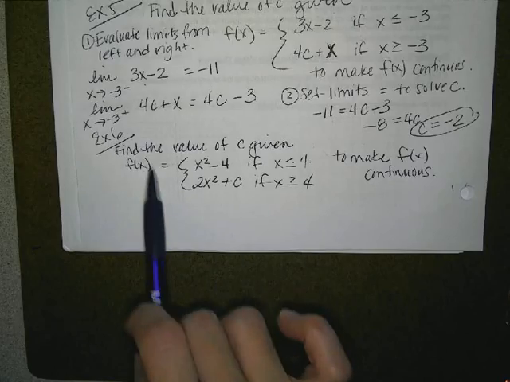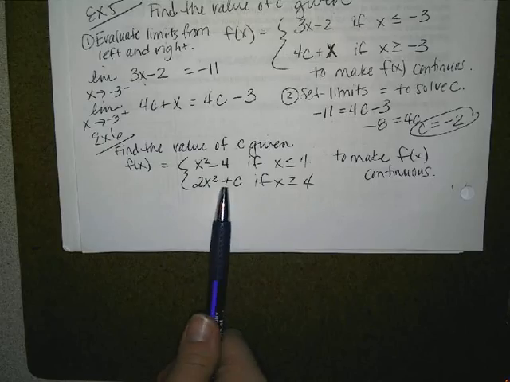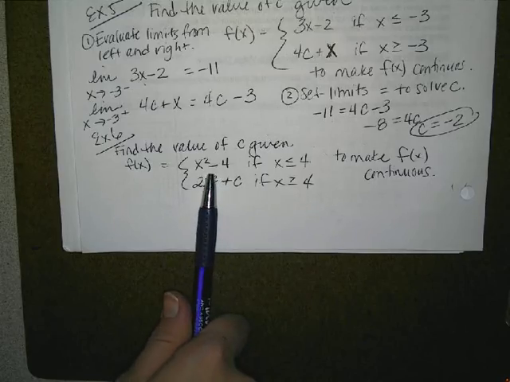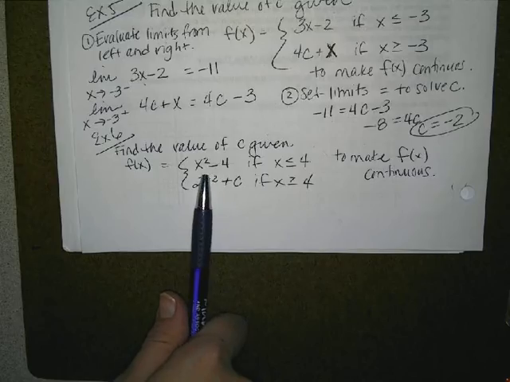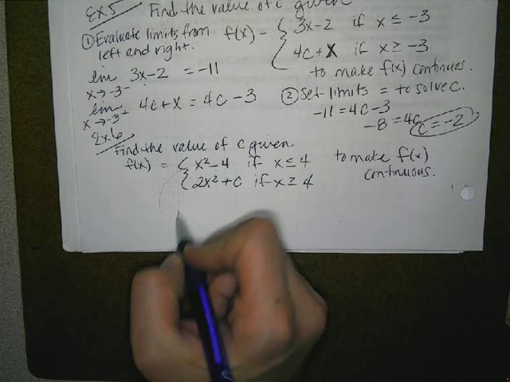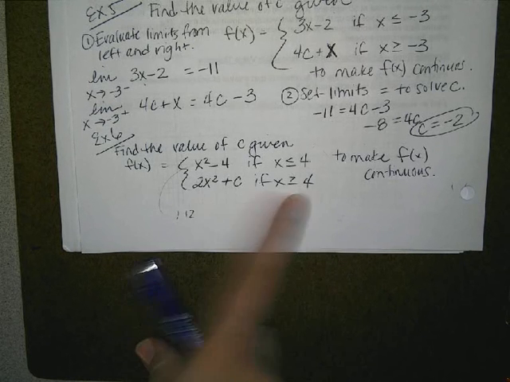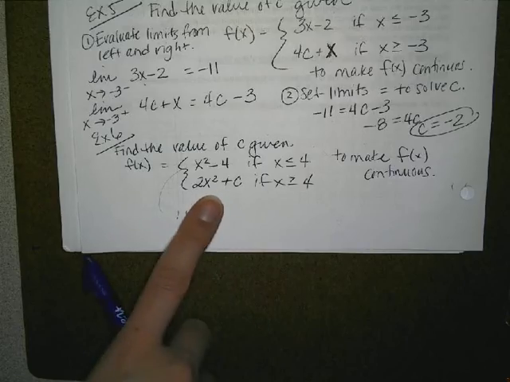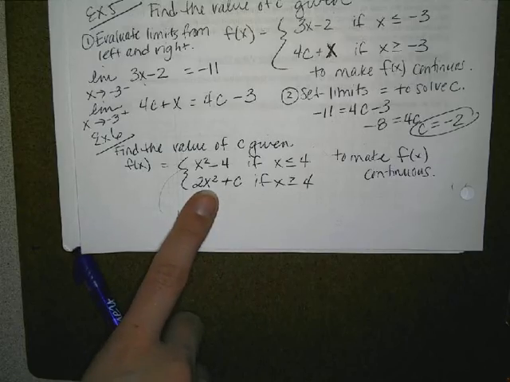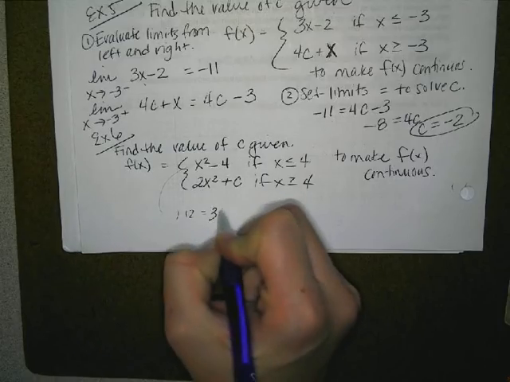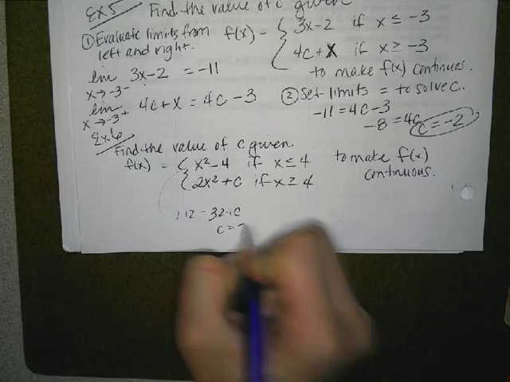For this one, the limit from the left would be the limit as x approaches 4 of this function. And when you plug in 4, you can directly substitute. You would get 12 as your limit value. Here, evaluating the limit as x approaches 4 from the right would be that function. If we plugged in 4 there, you would get 32 plus c. So then you would take 12, set it equal to 32 plus c, so your c would be negative 20.